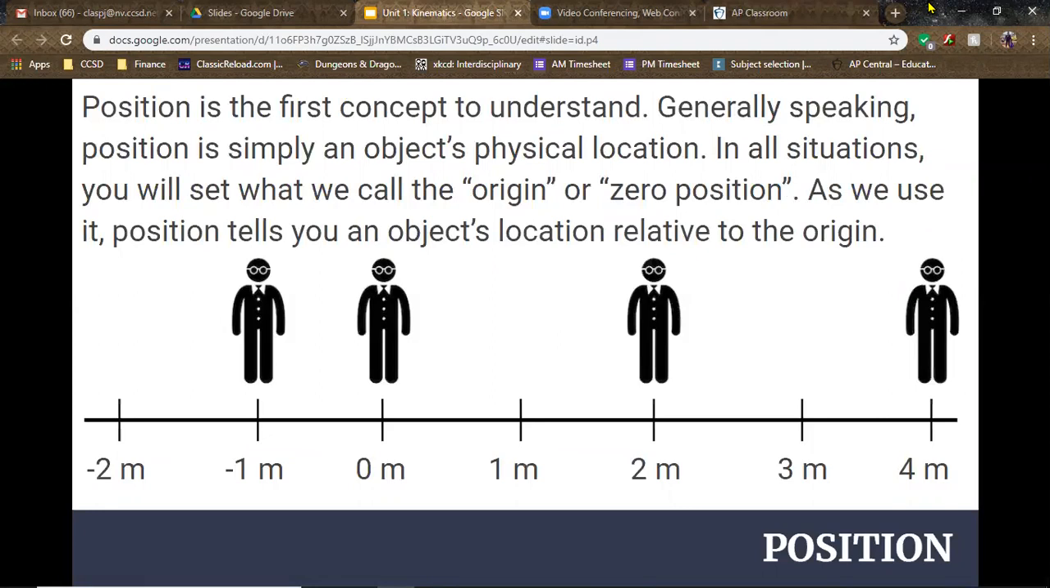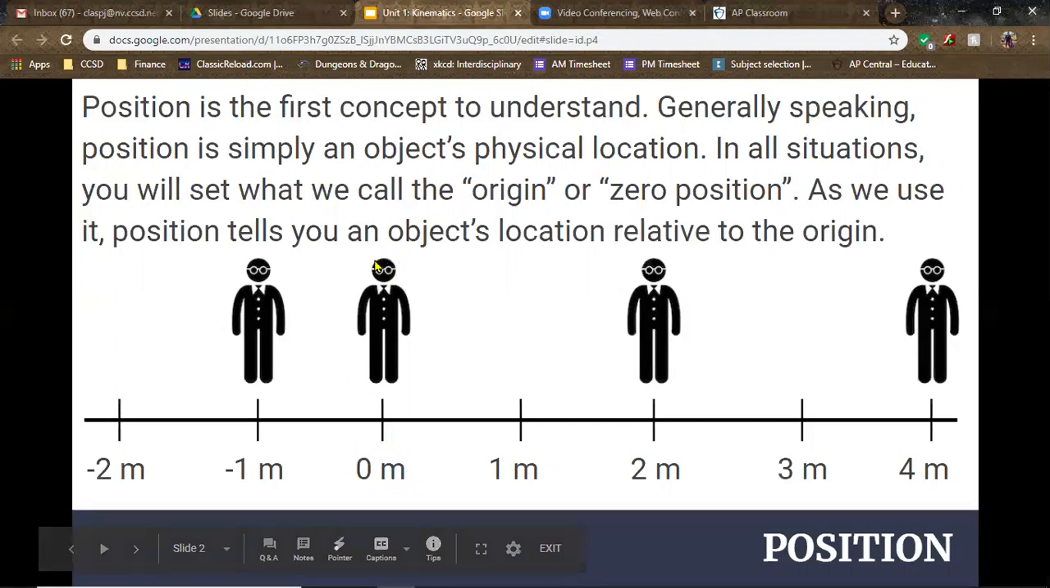Generally speaking, the position of an object is just where it's physically located. We get to pick what we call our origin, or zero position. Sometimes in a problem it might be defined for you, but often we can define it to be wherever we want. Here, in this example, we've got four different people. If I were to ask you what their positions are, we would first have to identify the origin, position zero. Right here we can see this one is 0 meters. We always give position in meters.